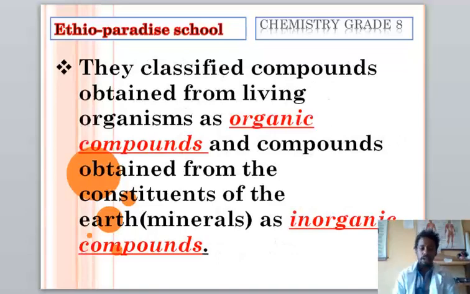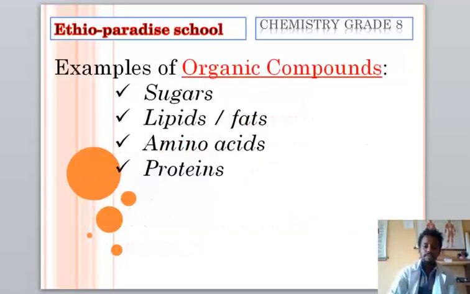They classified compounds obtained from living organisms as organic compounds, and compounds obtained from the constituents of the Earth's crust or minerals as inorganic compounds. This is the basic classification of these compounds. For example, we can see sugars, lipids or fats, amino acids and proteins as examples of organic compounds. These are all obtained from living organisms.